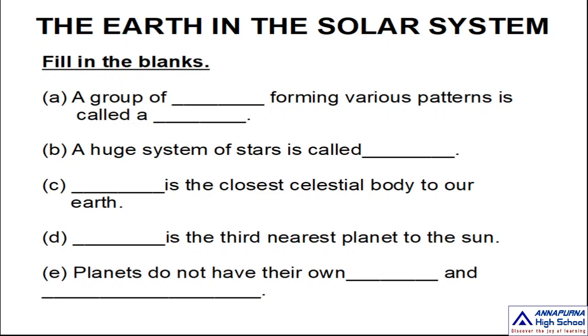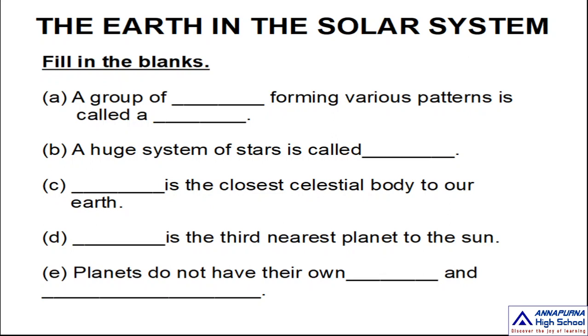Dash is the third nearest planet to the Sun. What is the third nearest planet? Our Earth. Already I explained to you. The Earth is the third nearest planet to the Sun. Planets do not have their own dash and dash. Planets do not have their own heat and light. That's why they all revolve around the Sun. That is the answers of the first lesson.